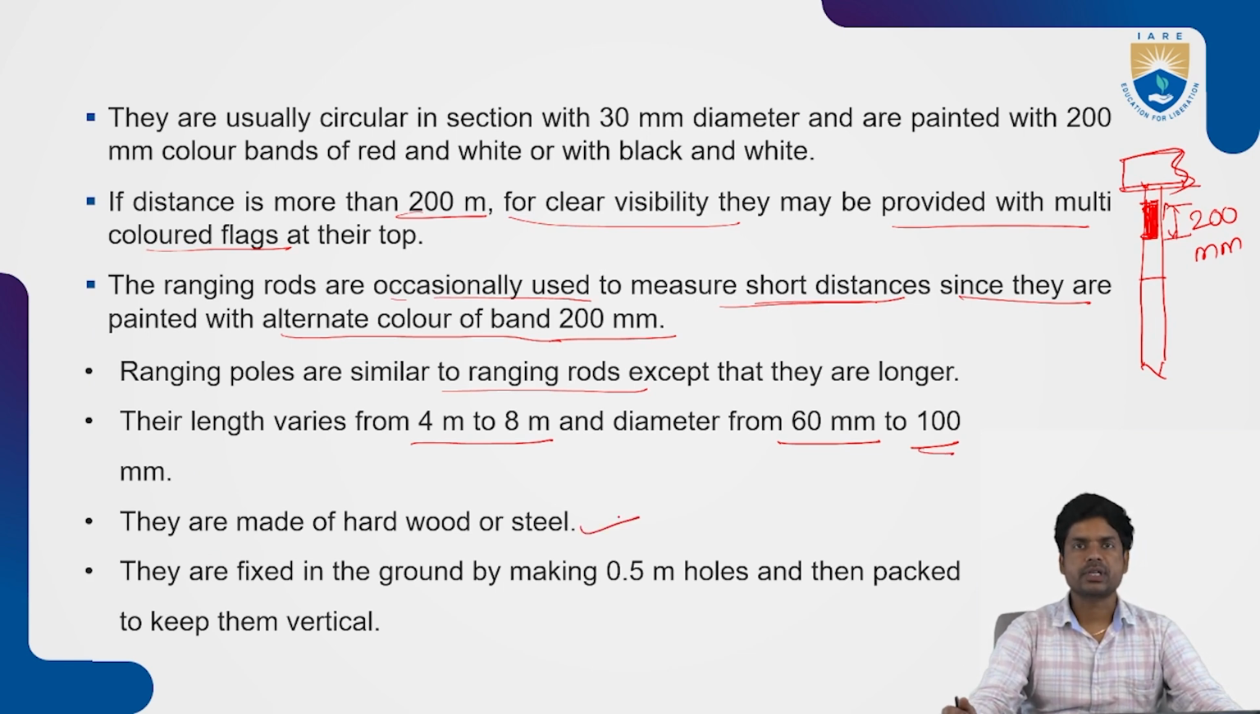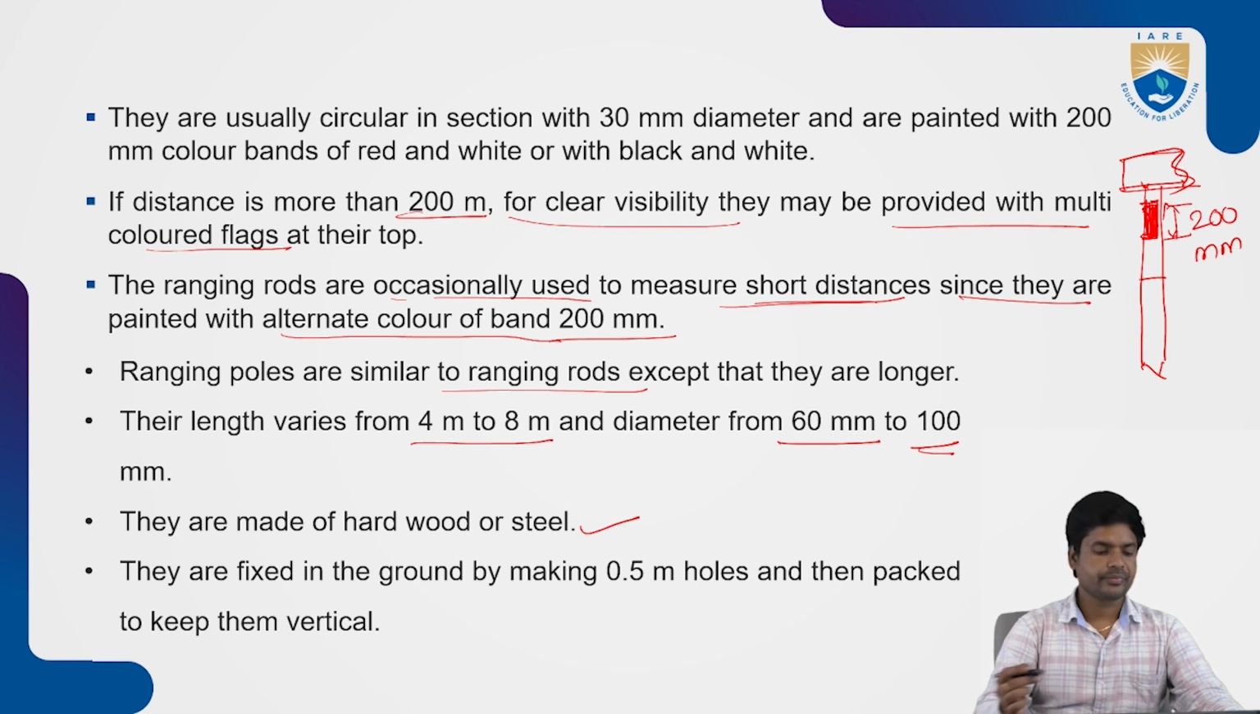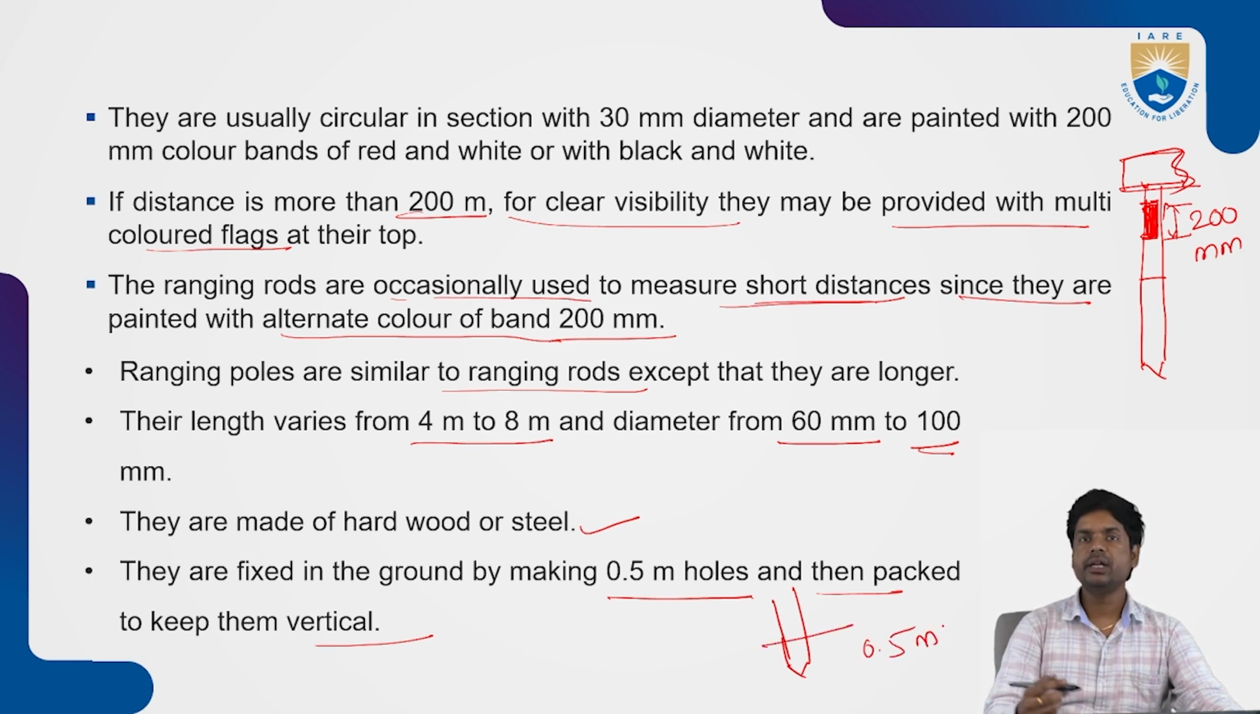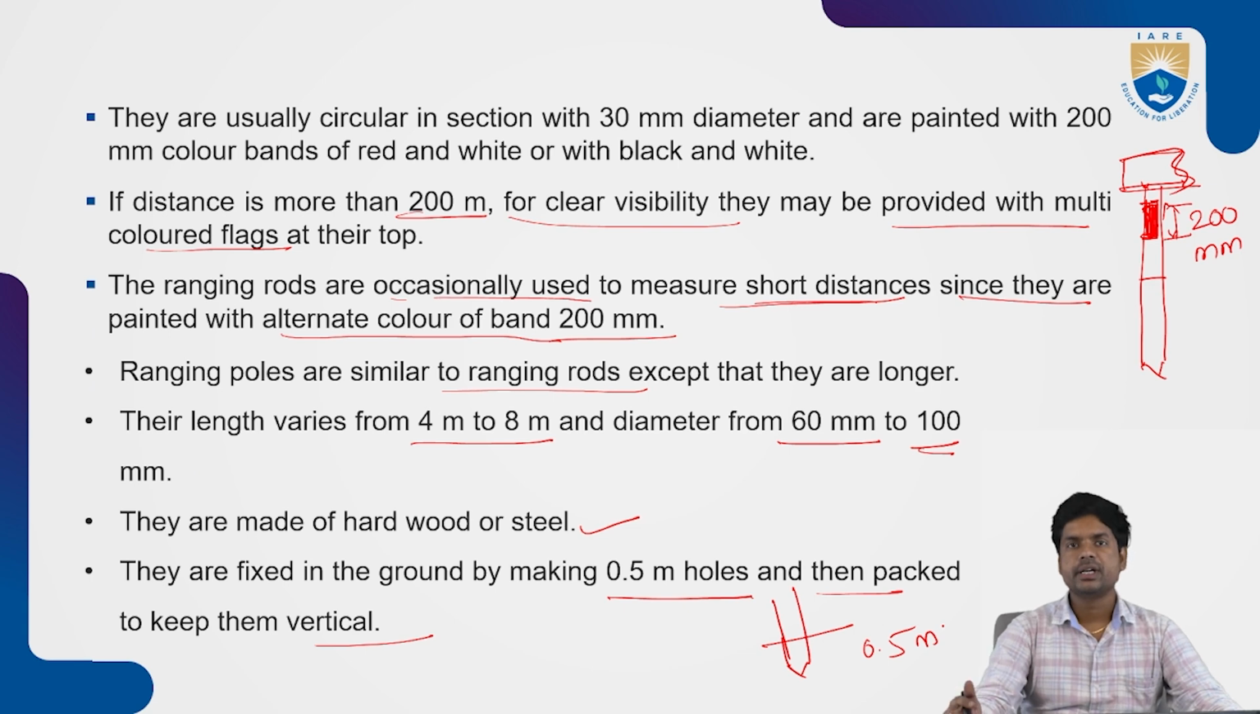These ranging poles are fixed in the ground by making a 0.5 meter hole and then packing it to keep them vertical. So we place the ranging pole by making an excavation of around 0.5 meters, and in that hole we place the ranging pole.